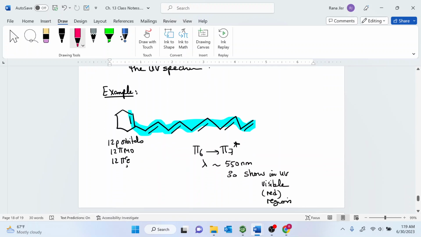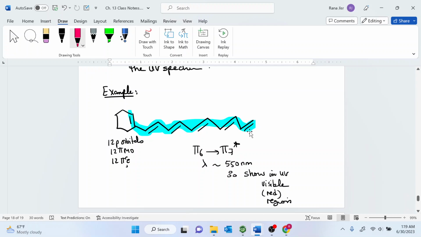So let's have an example over here. You don't have to draw the molecular orbitals to determine the excitation. So go ahead and count your number of double bonds here. The number of double bonds is equal to 6. This means that, because I know every double bond is a 2p orbital, I have here 12 p orbitals. This means that I'm going to end up having 6 bonding and 6 anti-bonding with the 12 electrons. So now my transition is going to be from pi 6 to pi 7 star.